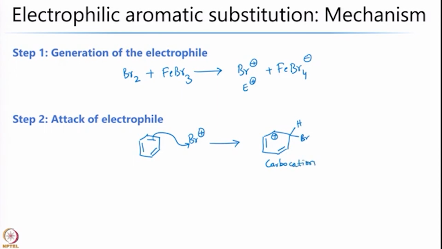So, this would lead to what is called a carbocation. So, the aromaticity in the aromatic system is currently lost and you have the bromine now attached onto the system. So, this is the second step where the electrophile attacks the nucleophilic benzene, right. And then the third and last step would be the restoration of aromaticity, or a loss of H+ to regain the aromaticity.